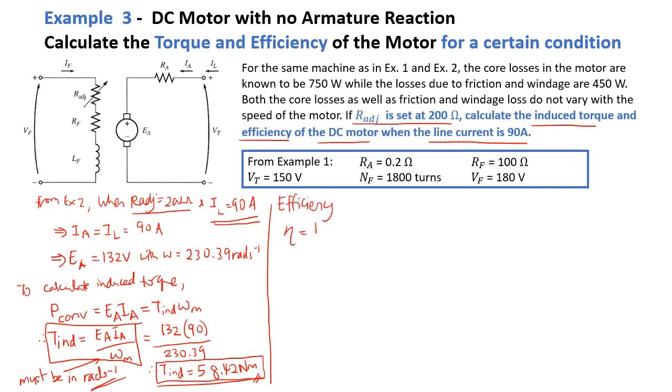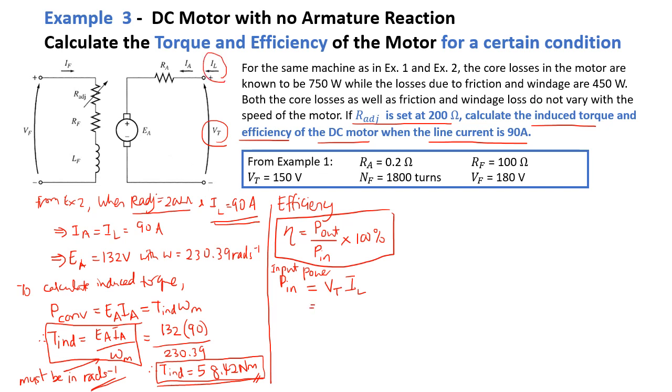Efficiency is given by the output power over the input power, multiplied by 100% to get it in a percentage. So in order to calculate efficiency, we must look at the power flow diagram and see how to calculate the input power, P in. From the power flow diagram, input power is the input to the armature circuit, which is Vt times the current given to the armature circuit, which is IL. For this question, Vt is 150 and IL is 90, so P in is 13,500 watts or 13.5 kilowatts.